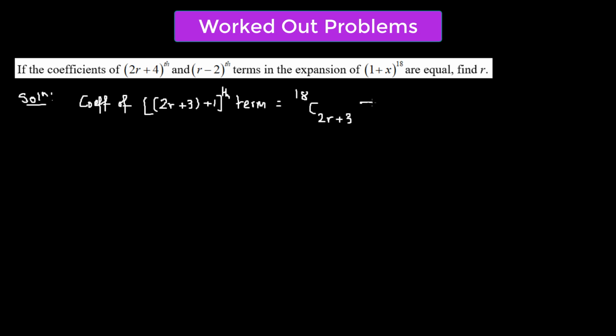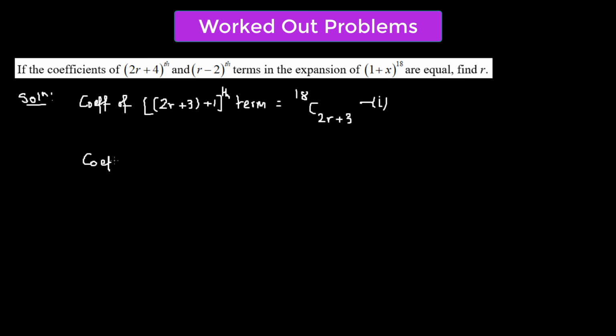Quite similar to the previous one. So we straight away find out the coefficient of 2r plus 4, which can be written as 2r plus 3 plus 1th term, and that would give us 18C(2r+3). This will be equation number 1.